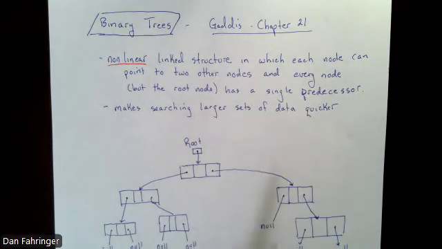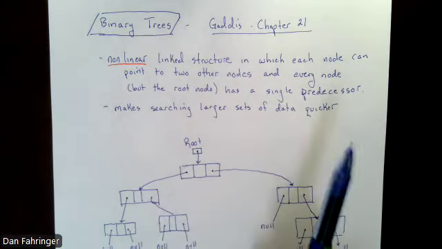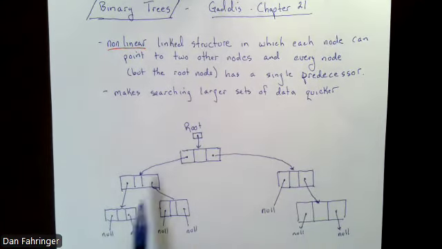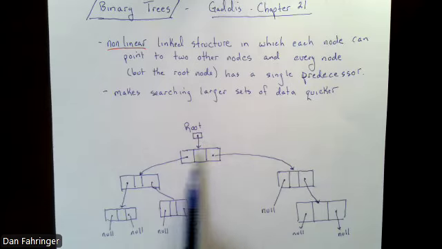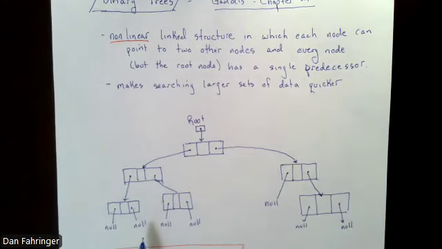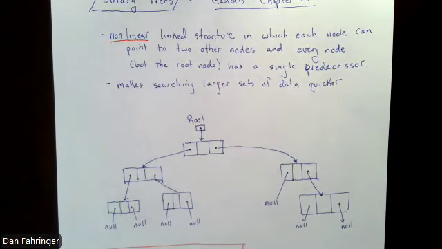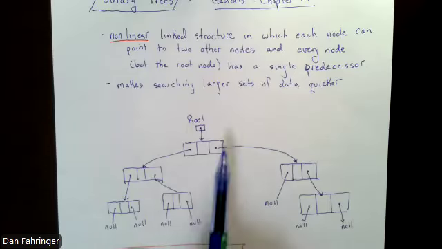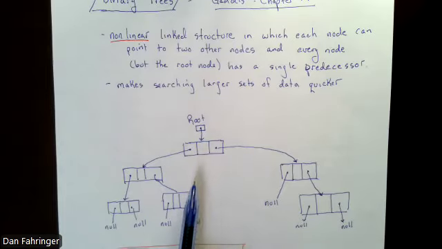So it's a linked structure, in which each node can point to two nodes. Here's a node, it can point to two nodes. It can point to two nodes. You notice this node down here doesn't point to two nodes, it points to two nulls. So we're going to have a structure similar to what we had for a doubly linked list, but we're treating it a little bit differently.